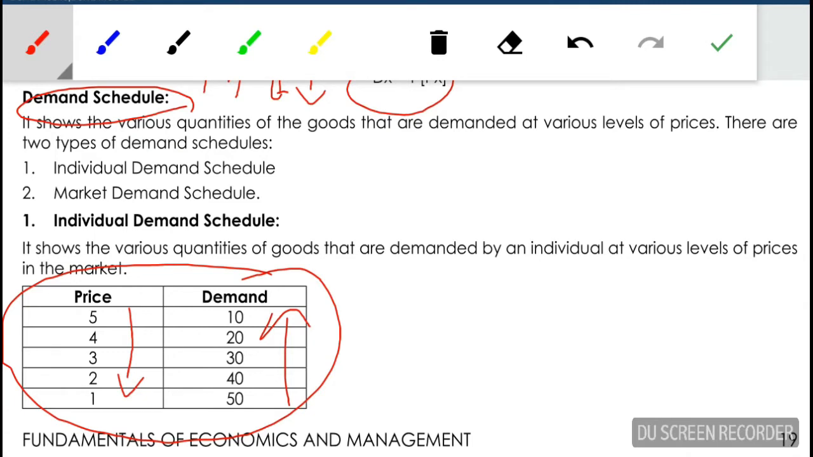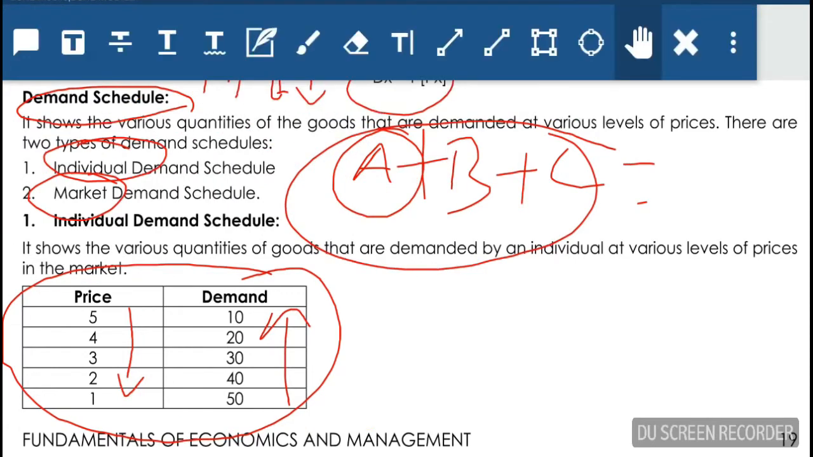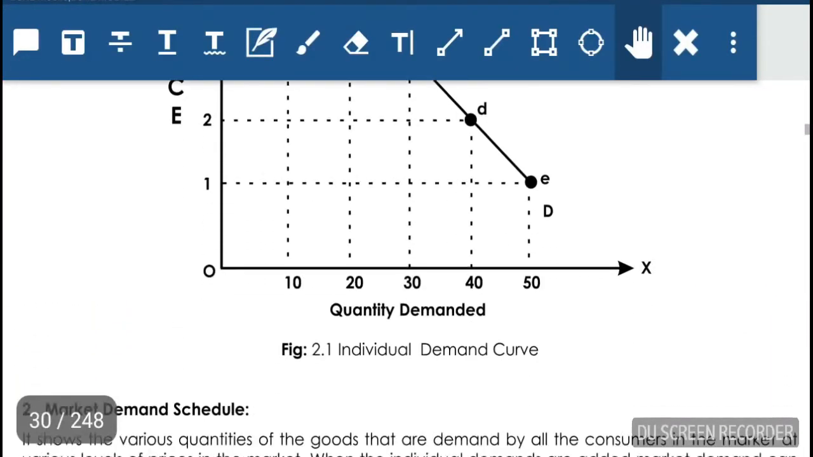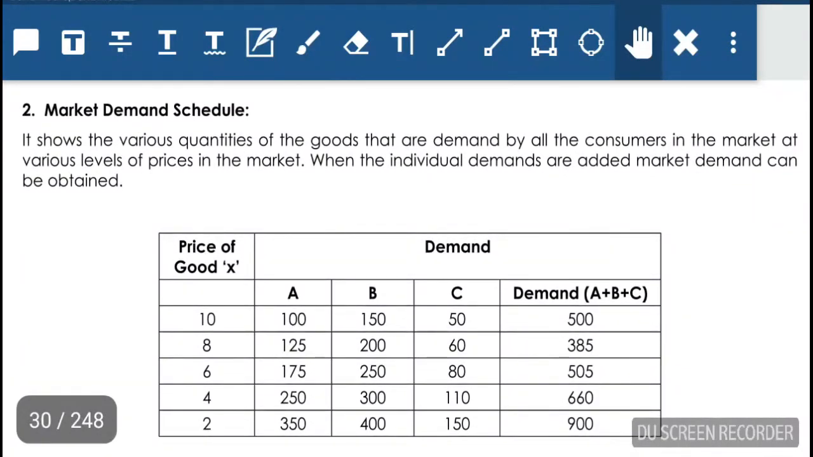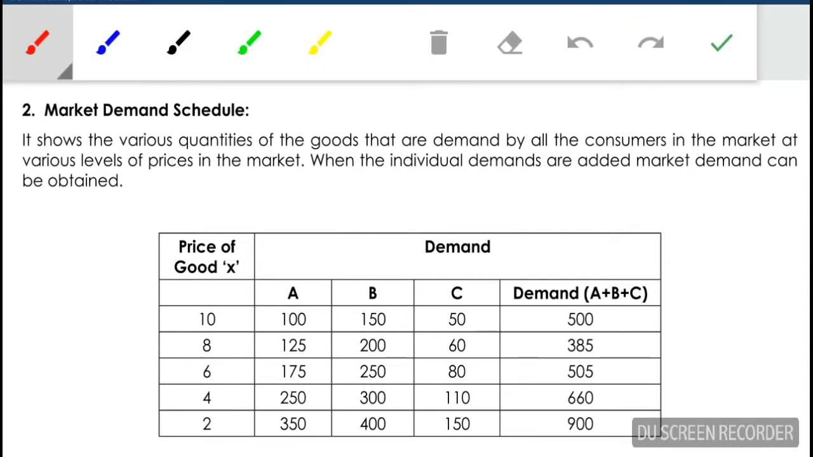And a demand schedule can be expressed either in individual form or in market form. Individual form means that when there are A, B and C in the market, and you consider only the demand for A, you will take the individual demand schedule. And if you want to express the demand schedule of A plus B plus C, that means all consumers in the market, then you have to prepare the market demand schedule. You can see that this is the market demand schedule, where you have taken the demand of all the consumers in the market, A plus B plus C.